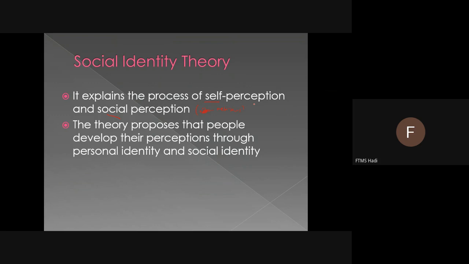Let's say you posted bad things in the social media. People will look around, and sometimes they will praise you, and sometimes they will condemn you. That is social identity theory, whereby the perception is made not only by yourself but also by society. The theory proposes that people develop their perception through personal identity and social identity. Sometimes social can be brutal, where there are abusive comments and so on. We've seen a lot.